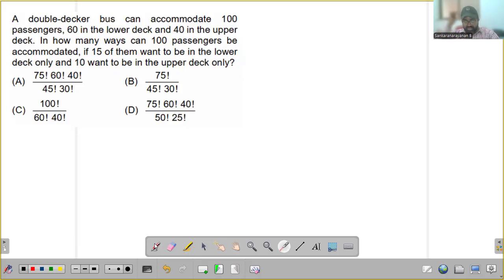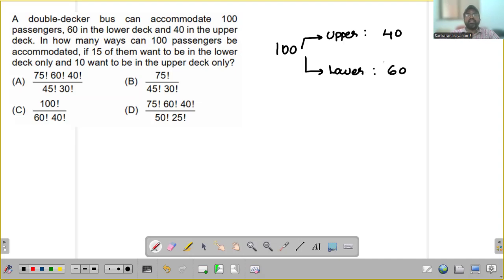So have a look at that question. I shall explain it. Out of 100, I can see that upper is equal to 40. Lower, the seats available, is equal to 60. 60 in the lower deck, 40 in the upper deck. Total number of seats is 100. So this is the seat allocation.